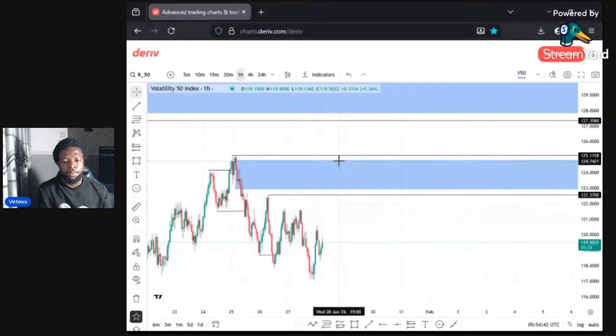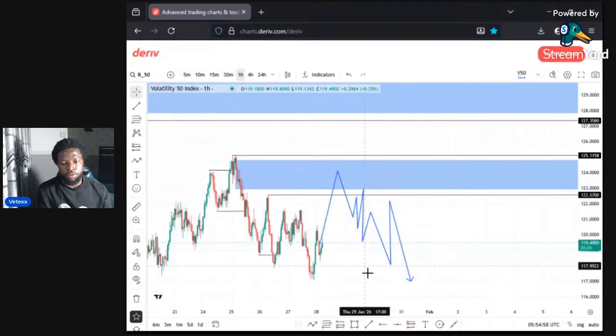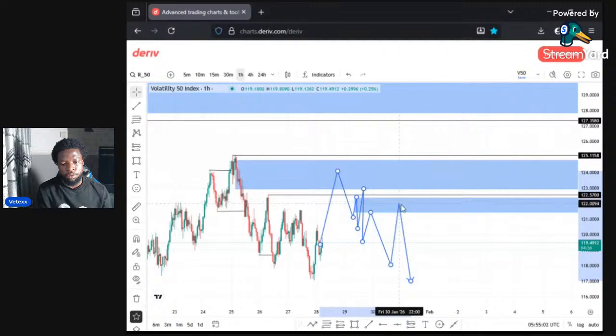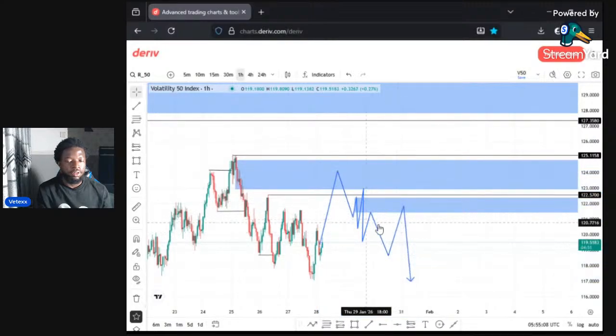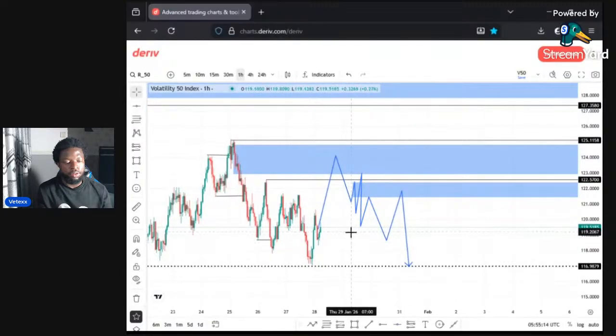So it's going to tap here. Once it taps into this zone, it's going to give us a continuation on the 15 minutes time frame. And then we can start jumping on trade. So this is what it's going to do. Then we can start taking sales continuation until price takes out this target, which is here. So this is what we are going to be anticipating on V50 at the moment.